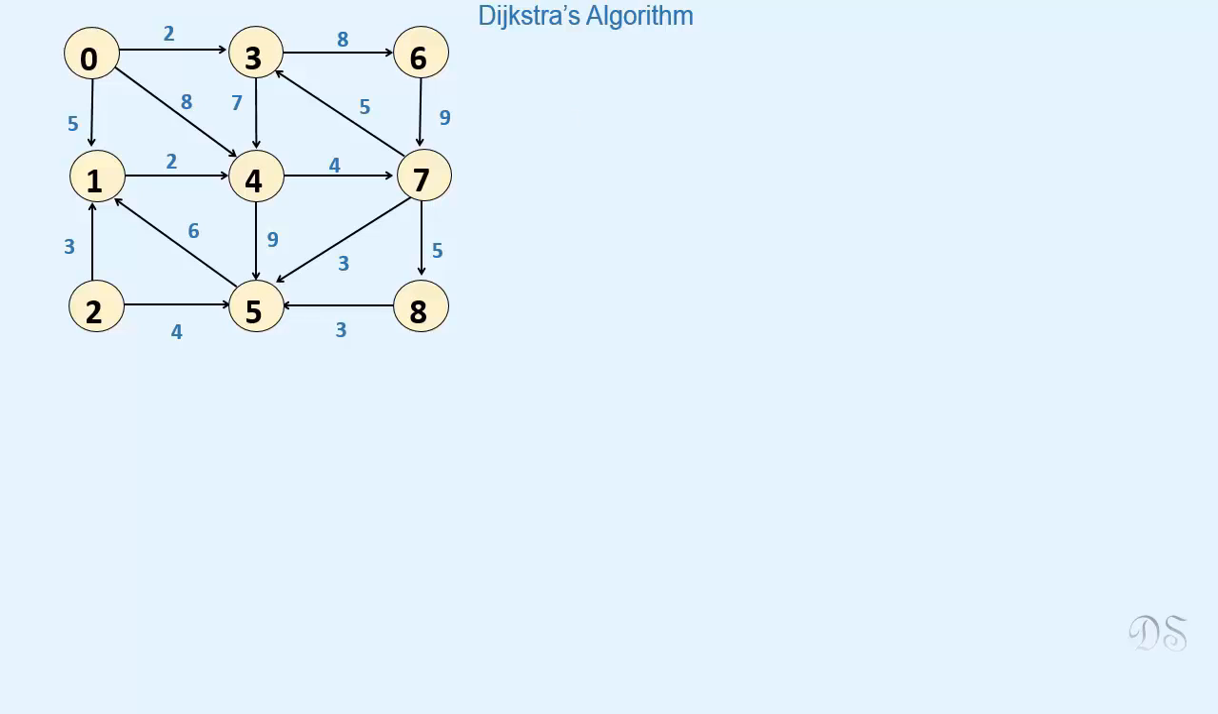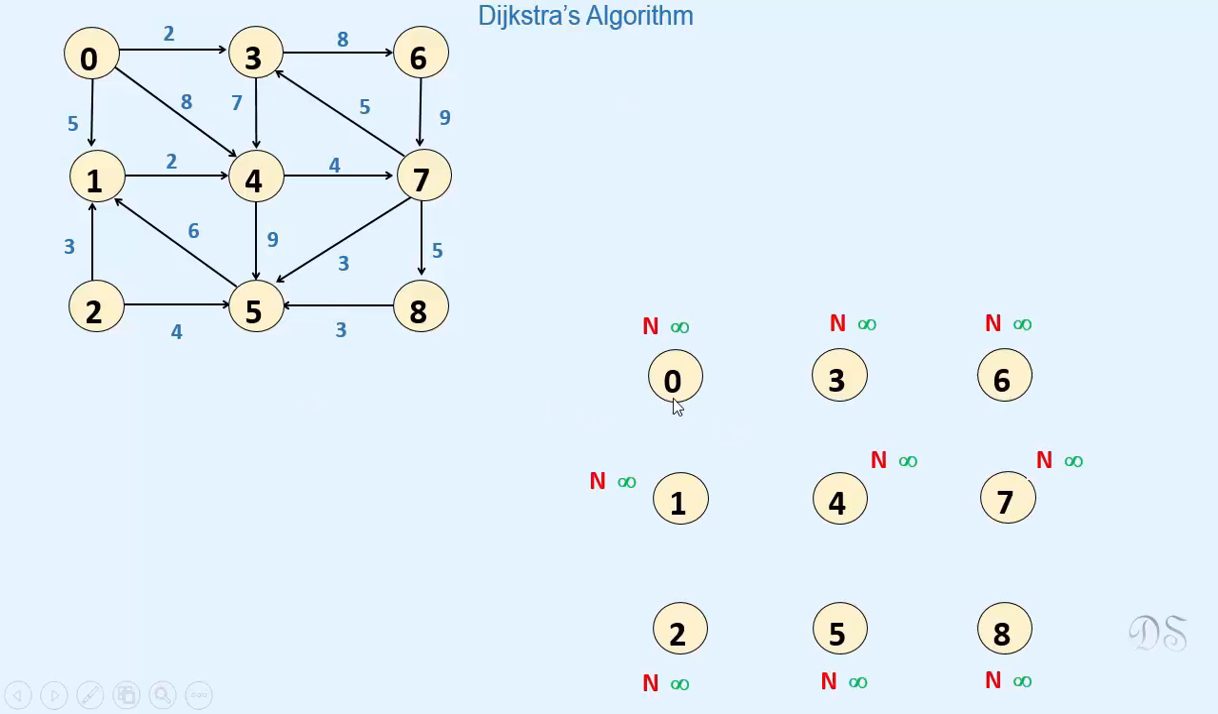In this video, we'll understand the procedure of Dijkstra's algorithm with the help of this graph. Now initially all vertices are temporary. Path length of all vertices is infinity and predecessor for all vertices is nil. Now we'll take vertex 0 as the source vertex. So at the end of the algorithm, we'll be able to find shortest paths from this vertex 0 to all other vertices of the graph.